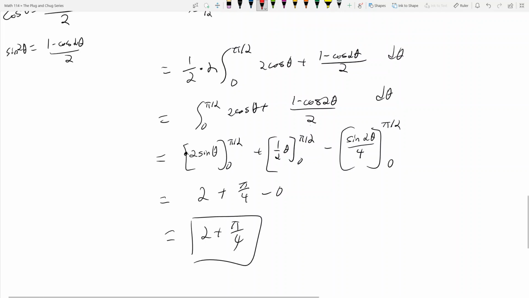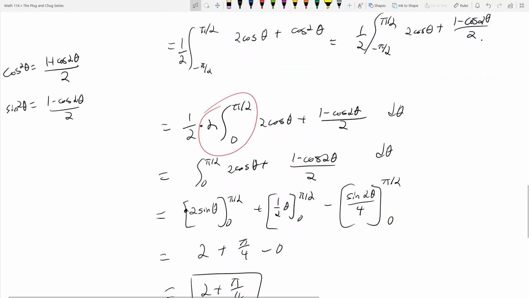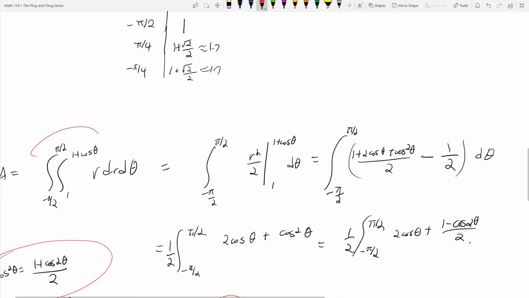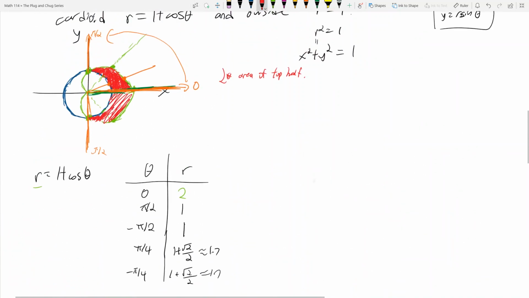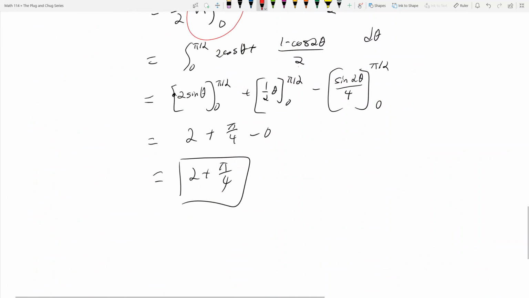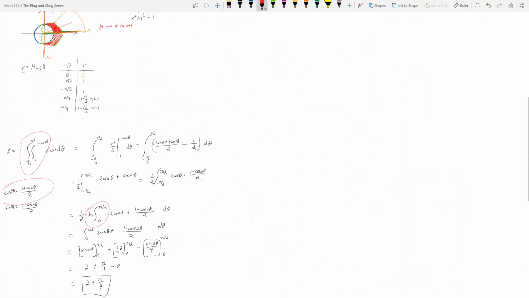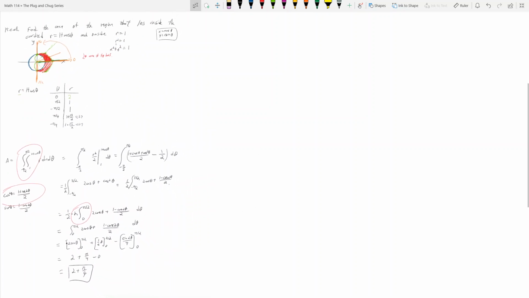And again, the important things we did: we split the region up into 2, we used this trig identity right here, and we set up the bounds of integration correctly, and this is the correct answer to our problem. Okay, so this was setting up polar integrals in chapter 15.4.